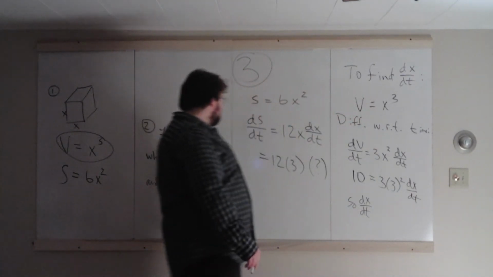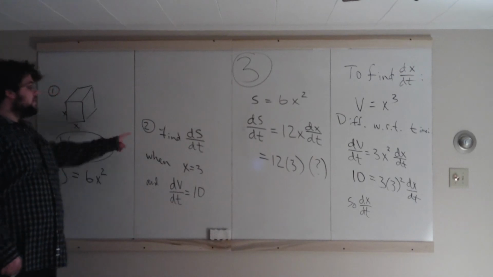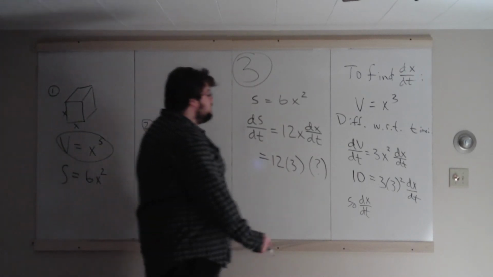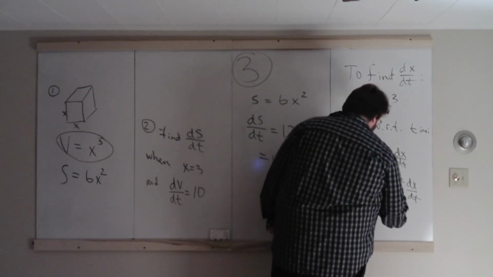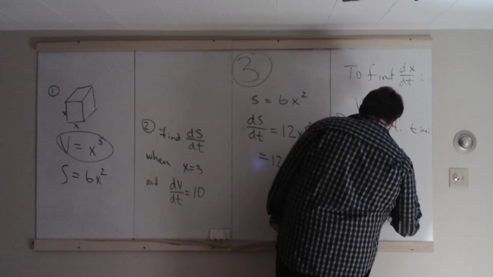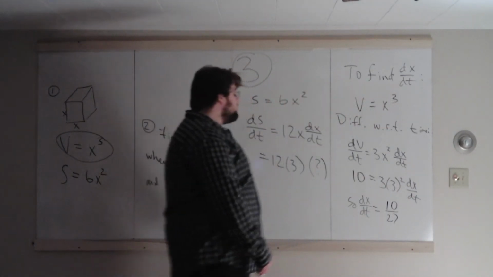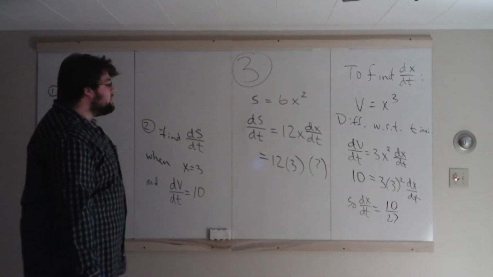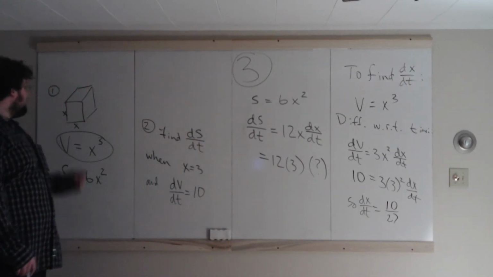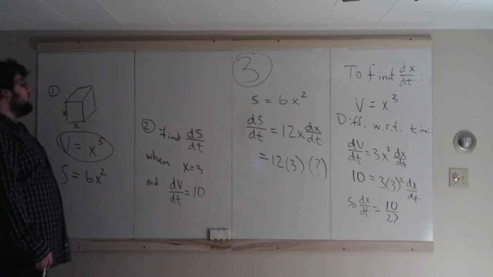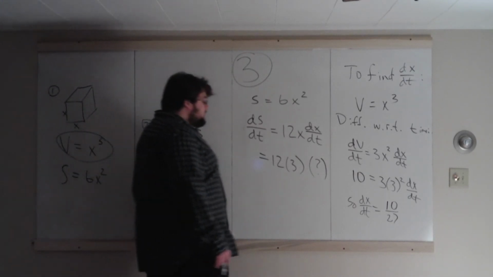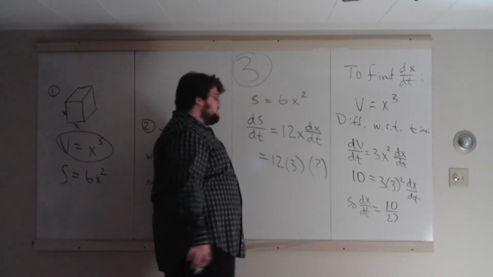So substitute dV/dt is 10. We have that here. Substitute x equals 3. We have that here. So we get 10 equals 27 dx/dt. Divide by 27. So you get dx/dt is 10/27 units of some kind. I don't know, feet and inches or feet and minute maybe. I don't know. But we have dx/dt is 10/27.